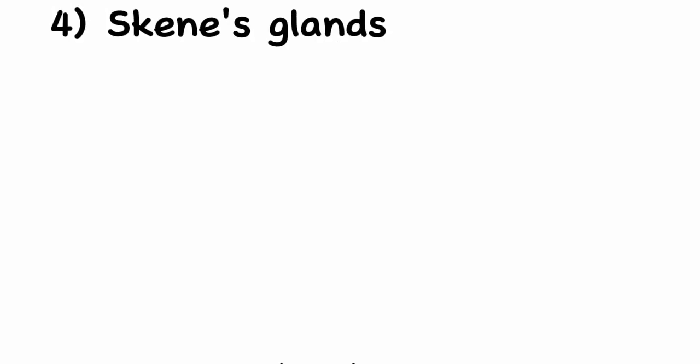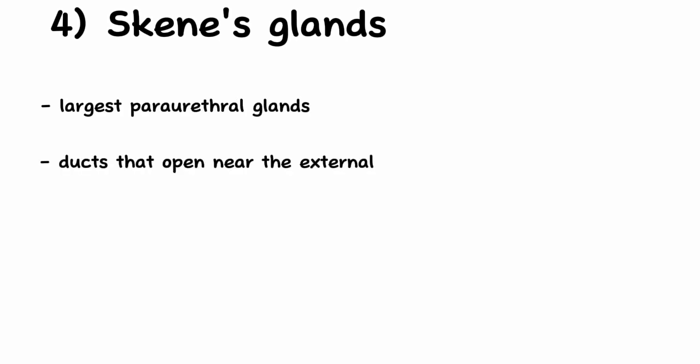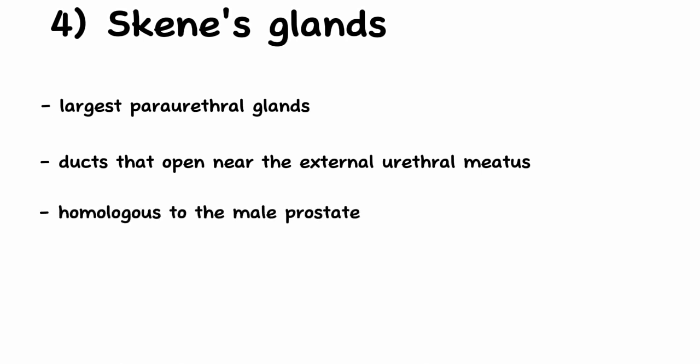4. Skene's glands. These are the largest periurethral glands with ducts that open near the external urethral meatus. They are homologous to the male prostate.